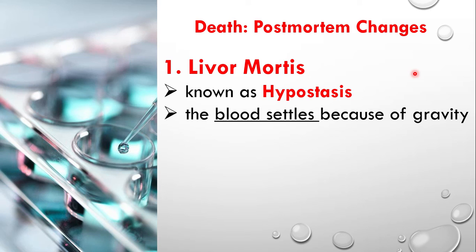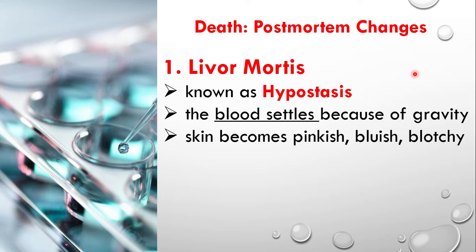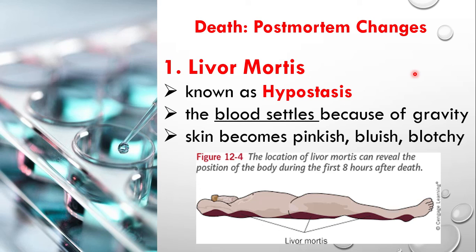So after a person dies, after some time, the blood settles because of gravity. So if you are lying down, when you die, your blood will settle in your back, because there is no more pumping of your blood, so your blood just pools in your back. Okay? So during livor mortis, the skin becomes pinkish, bluish, and blotchy. Okay? So again, if you are lying down during your death, your blood pools in your back. Okay? If you are lying on your side, your blood will pool on your side.